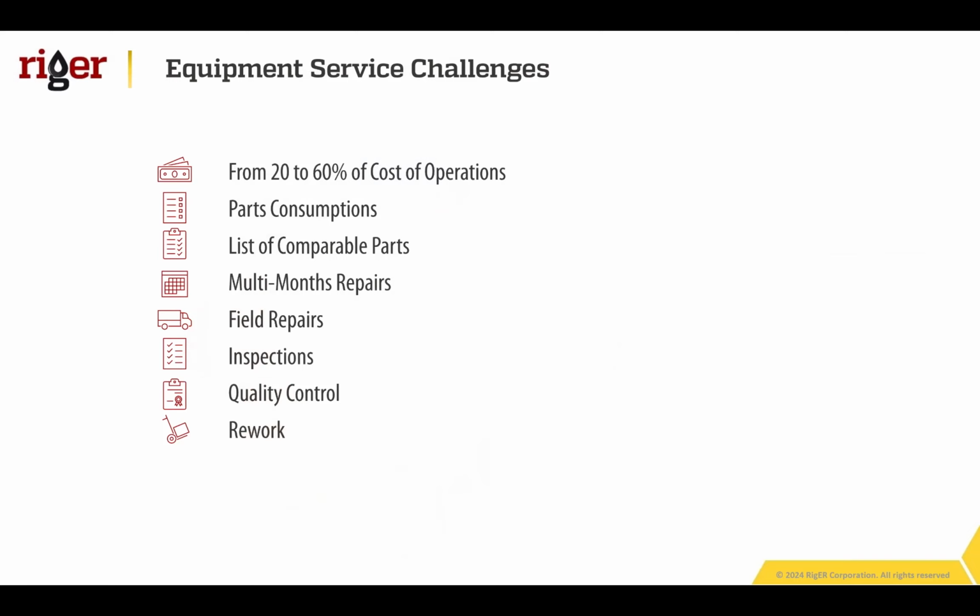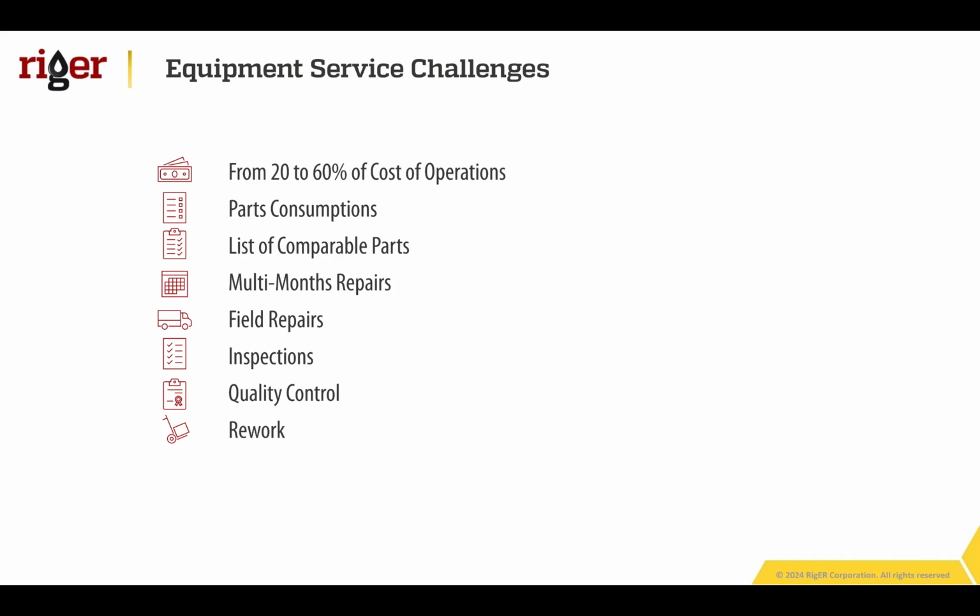So what do we see as business challenges for equipment services? Equipment maintenance, repairs, and inspections can occupy from 20 to 60% of the cost of operations, especially if you run an equipment-heavy business. Another problem is part consumption. When you post the repair card, you need to write off the parts from the balance. And from time to time, it becomes an issue because it can happen with identifying the cost of parts, etc.